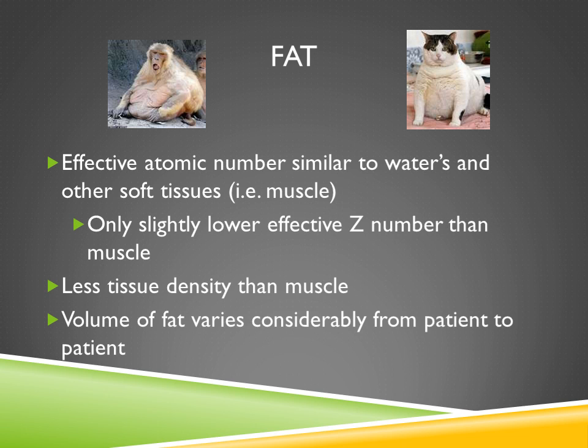Fat. Effective atomic number is similar to water's and other soft tissue, such as muscle, but muscle is a little bit more compact. So fat has only a slightly lower effective atomic number than muscle. If we were going to experiment with fat or something like soft tissue, we could use water experiments. It has less tissue density than muscle, and the volume of fat varies considerably from person to person.